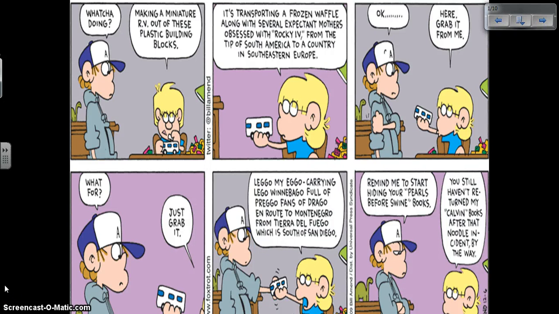Now, rather than just let you look at this one, and certainly by all means pause it and read it, I will tell you that there's very little about this comic that I get. A lot of stuff I'm just not familiar with. But I love the middle slide right here.